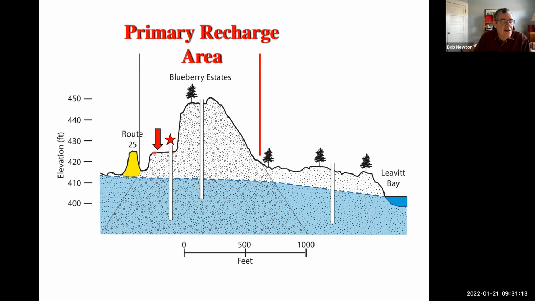Here is the site of the gas station. There's a public water supply well right here, right next to or part of the gas station. There are lots of private wells in the area here at Blueberry Estates, and many wells out in this area. And many of them are just driven points that drive down into this aquifer where the water's coming through this area. The primary source of water is coming through this primary recharge area. This depression right here was created when Route 25 was constructed. So this is, as we'll see in a moment, the infiltration basin.